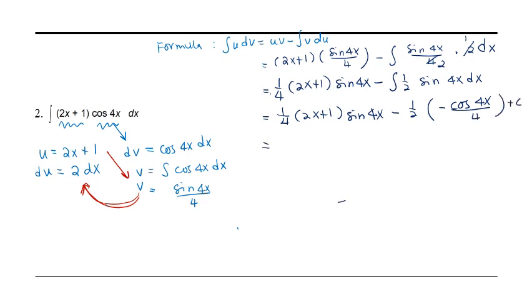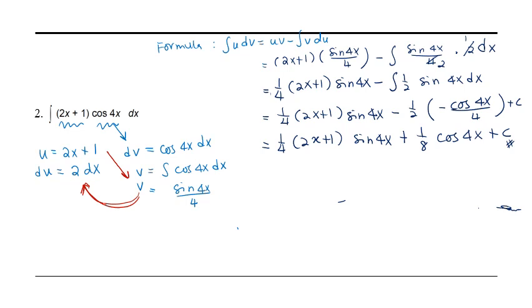Okay, so simplify: 1 over 4 (2x plus 1) sin 4x, minus minus becomes plus. Okay, 1 over 2 times there is 4 at the bottom, so it becomes 1 over 8 cos 4x plus c. Okay, so this is the answer. Okay, this is the first method, we use the formula.